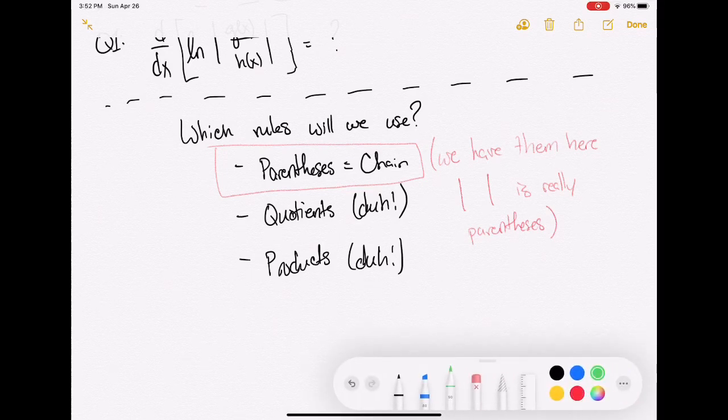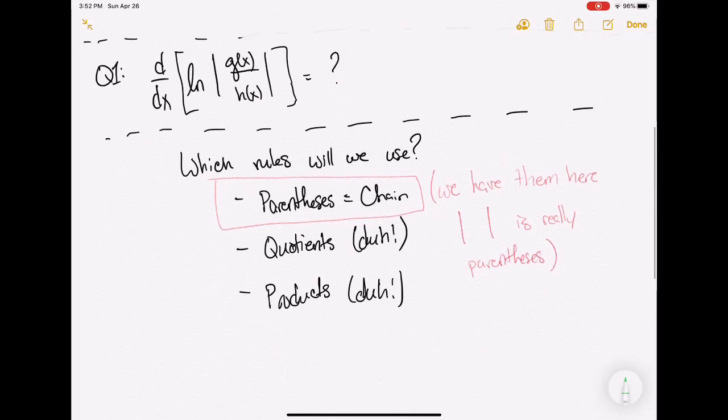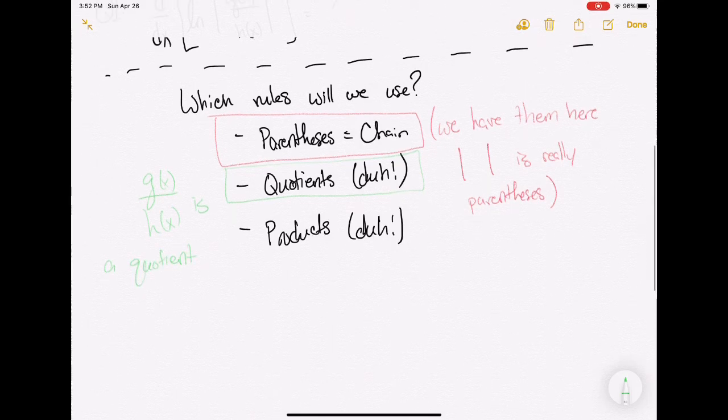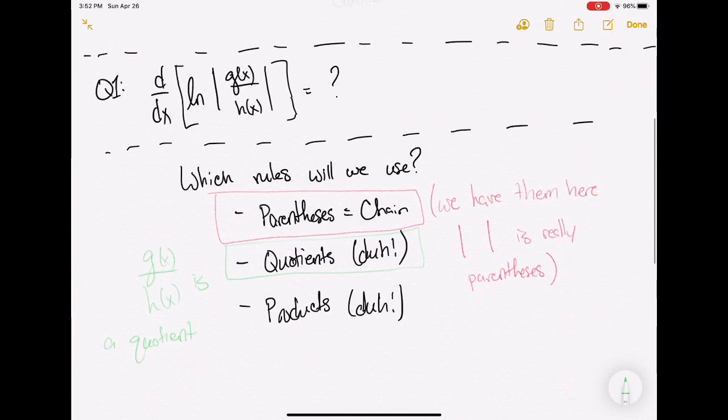And the other question is, do we have quotients? Yes, we have quotients as well, so I'll circle those. Obviously, g, I did it again. G of x over h of x is a quotient. So there you go. So we have both a quotient and a parentheses. The real question is, do we have products? No, no products.